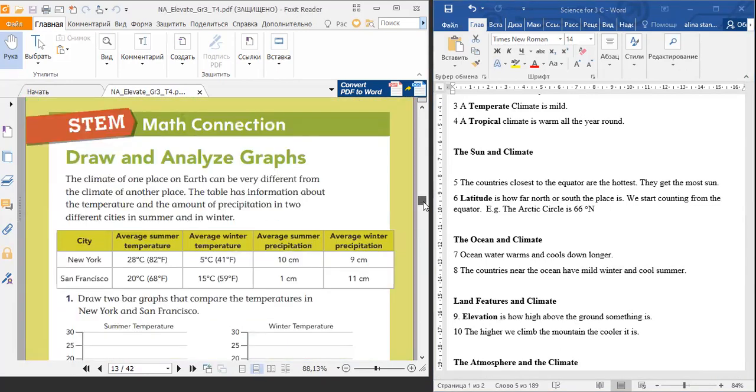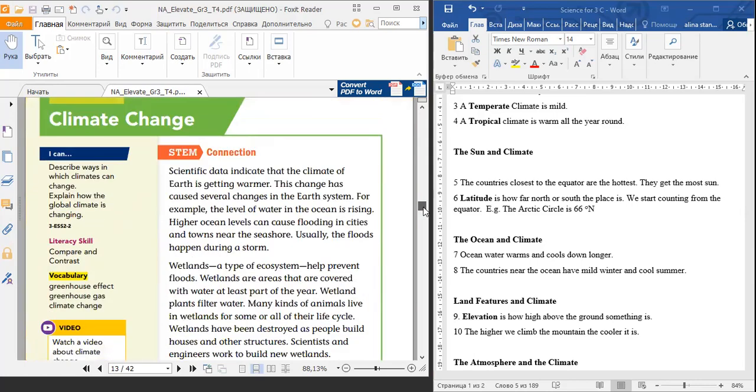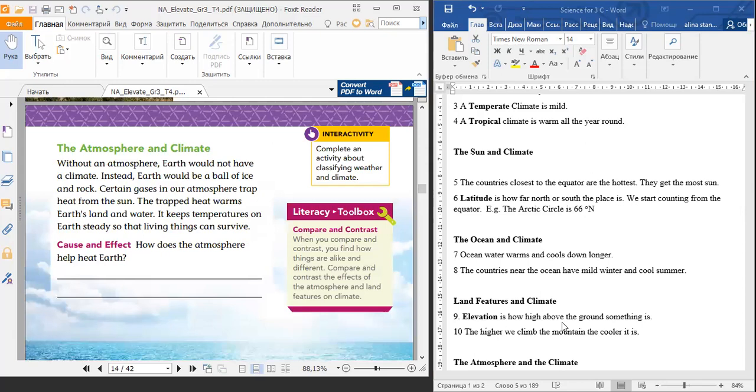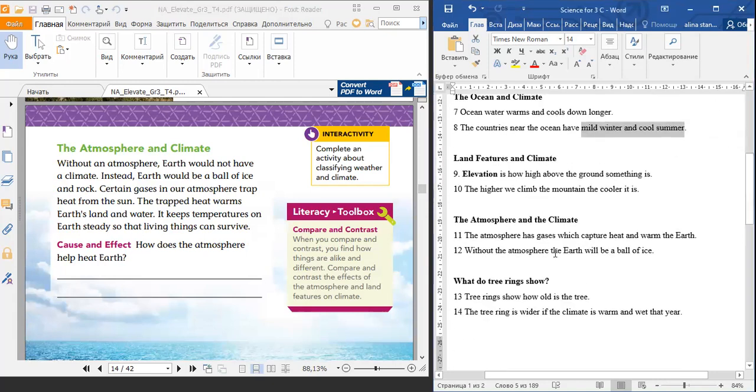Next idea is about the atmosphere and the climate. When we talk about atmosphere, it's very essential because the atmosphere has gases which capture or trap heat and warm the air. Without the atmosphere, the earth would be a ball of ice.